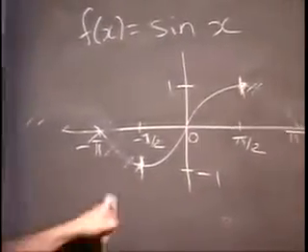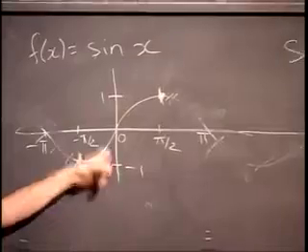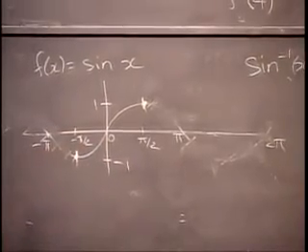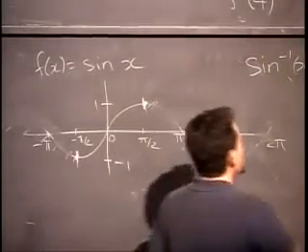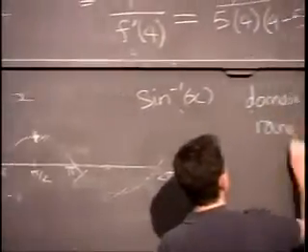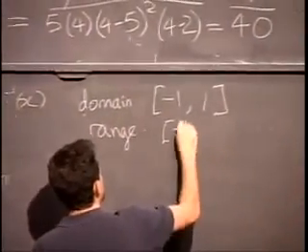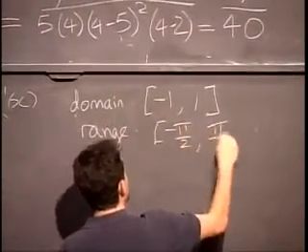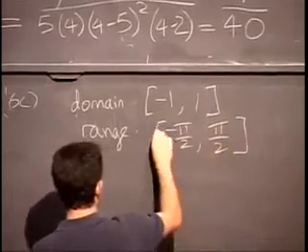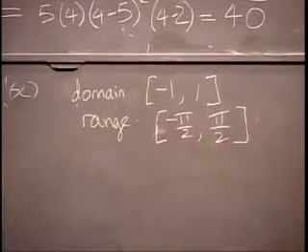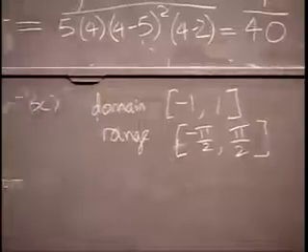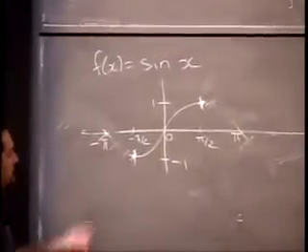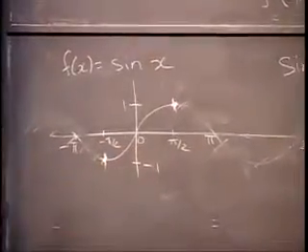What's going on here is that the original range is minus 1 to 1, so the domain of inverse sine becomes that. And the range of this is minus pi over 2 to pi over 2. That's the domain of the original function after we've restricted it. So the domain was minus pi over 2 to pi over 2, so the range of this becomes minus pi over 2 to pi over 2, and the graph looks something like this.